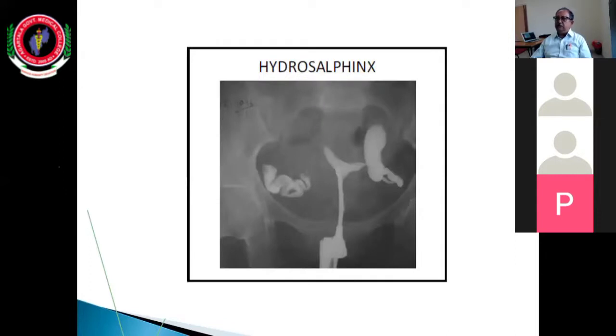This is the hysterosalpingography showing the uterus. This one is the uterus. This is the fallopian tube, and this is the right-sided fallopian tube, and this is the left-sided. The left-sided fallopian tube is dilated, and there is no passage of contrast into the pelvic cavity. So it is hydrosalpinx with left-sided tubal block.